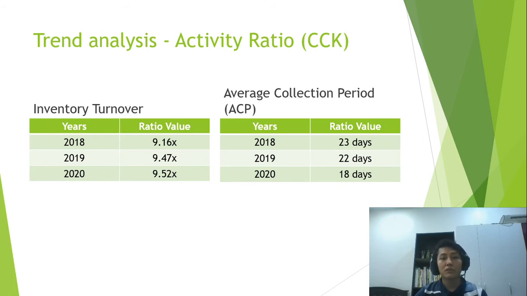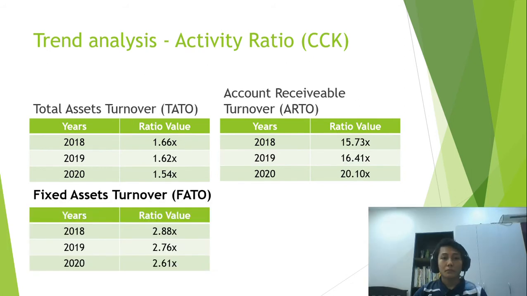Meanwhile, CCK's average collection period for all three consecutive years shows good ratio performance. This is because the company's average collection period is decreasing year by year, which shows that the company has no problem in collecting debt. Okay, so we continue to the next activity ratio.